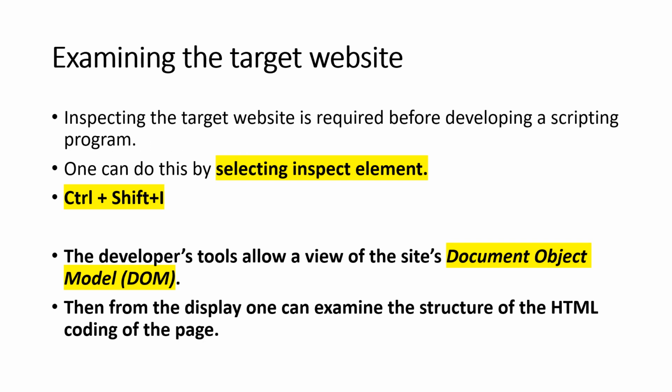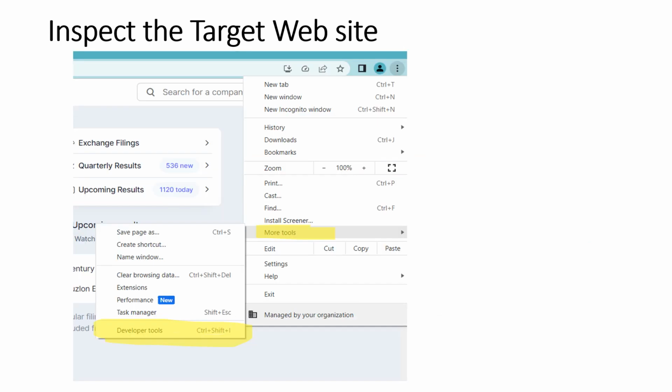Before calling a downloaded web content for parsing, it is better to go through it using the inspect command, that is Ctrl+Shift+I, or the developer tool mode of the browser. This is the developer tool of the browser.